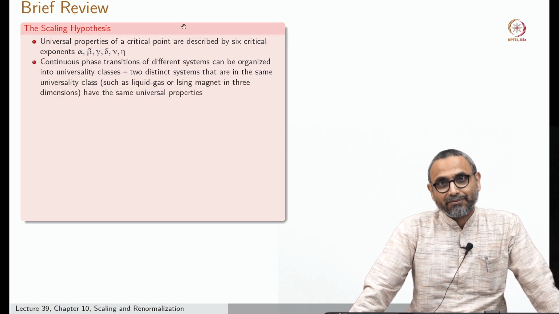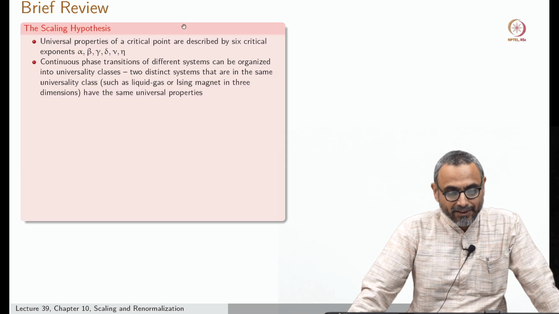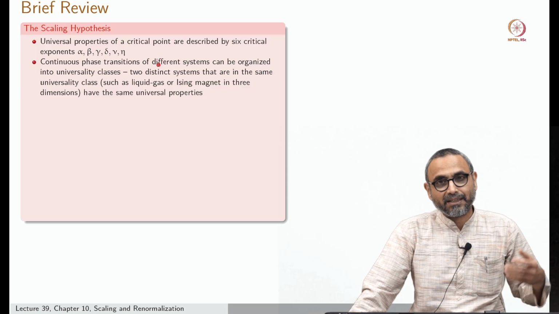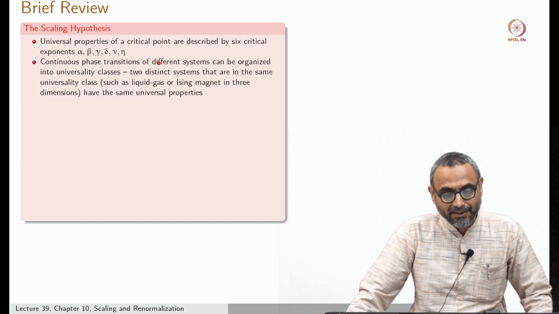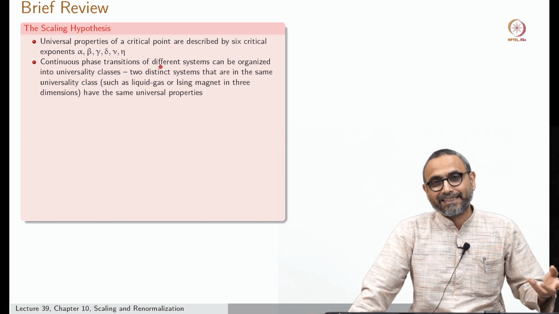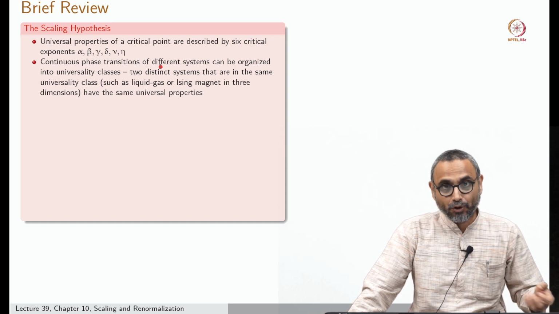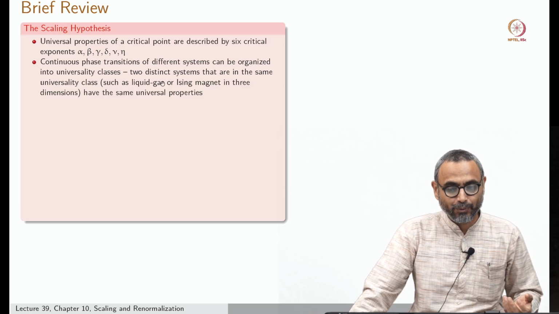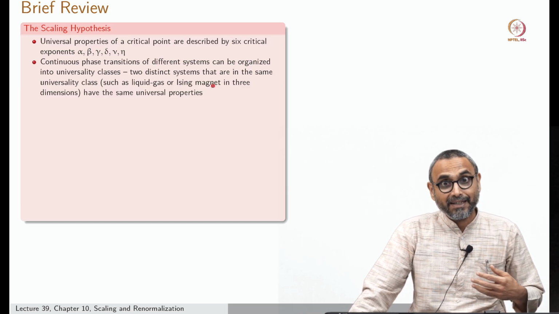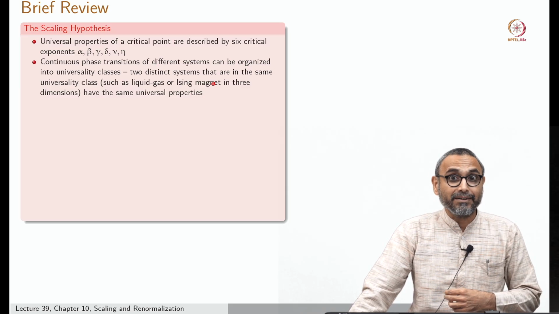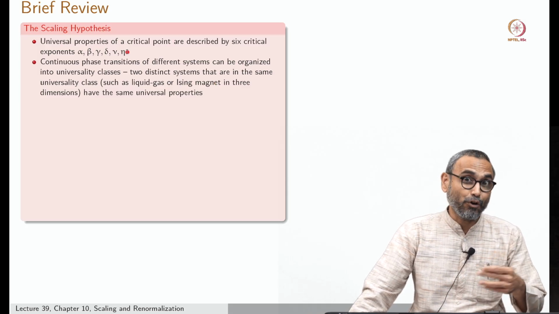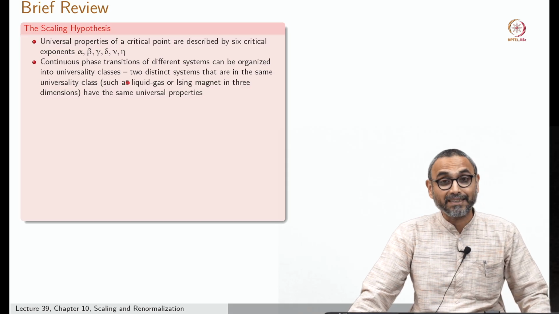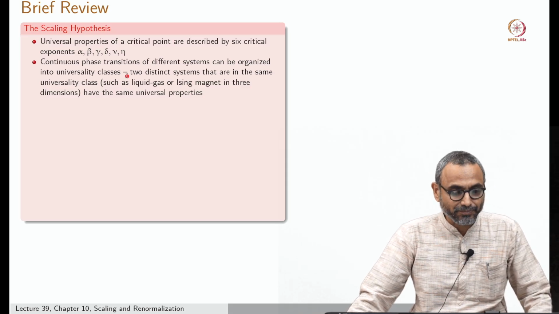The important thing that we know from experiments and all other information that we have is that continuous phase transitions will fall into different universality classes. Two apparently very different systems, such as the liquid gas or the Ising magnet, have critical points described by the same critical exponents, namely they fall in the same universality class and they have the same universal properties.